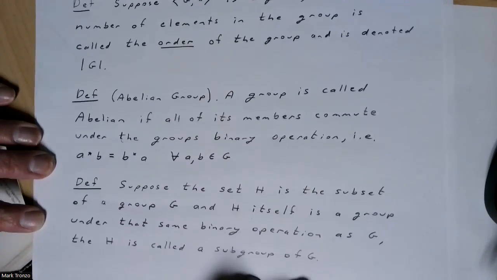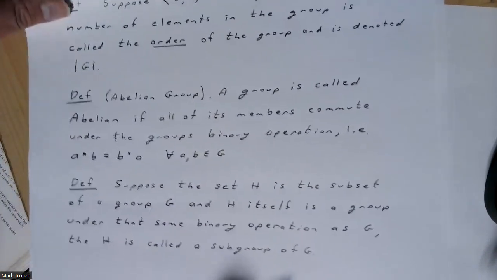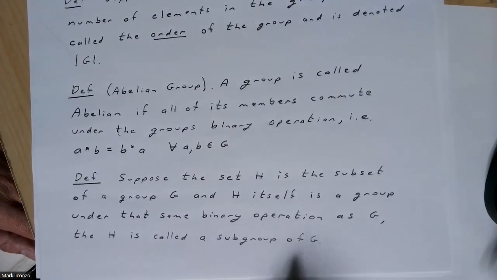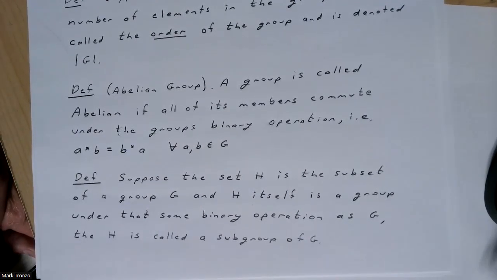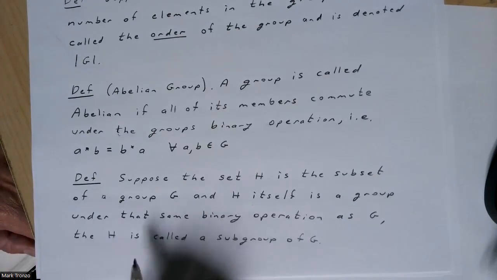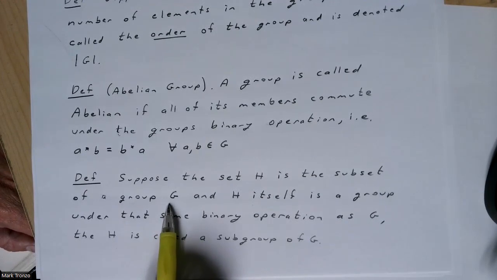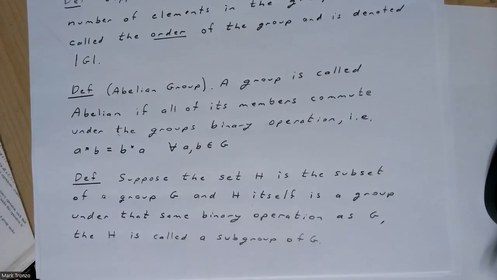So in summary, what this is saying is that if H is a subset of a group G, and H is on its own terms also a group under that same operation, then H is called a subgroup of G. So for something to be a subgroup of G, it has to be a subset of the original set, and it has to be a group under the same operation.